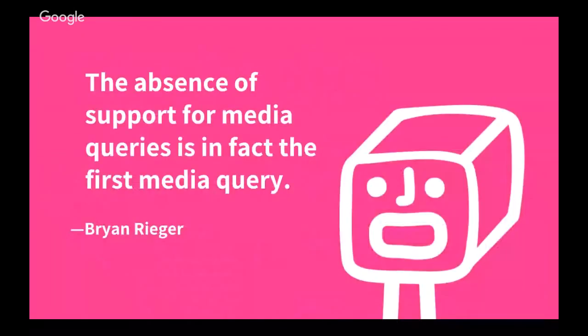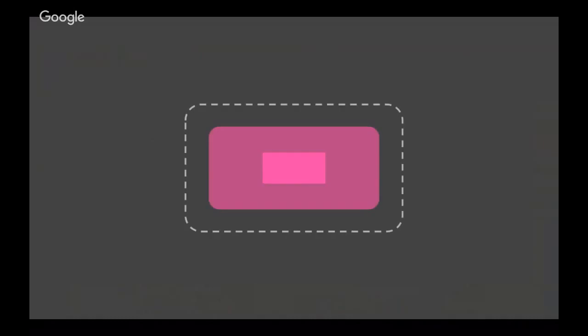The absence of support for media queries is, in fact, the first media query. That's a quote from Brian Rieger's landmark Rethinking the Web talk. So what you want here are sensible defaults to accommodate the unknown. Good design practices such as larger type and comfortable line height and width to accommodate concerns such as farsightedness and dyslexia. Good affordances for interactive areas for motor control issues such as Parkinson's or arthritis. And a clear hierarchy of content and chunking of information for cognitive concerns such as reading level.